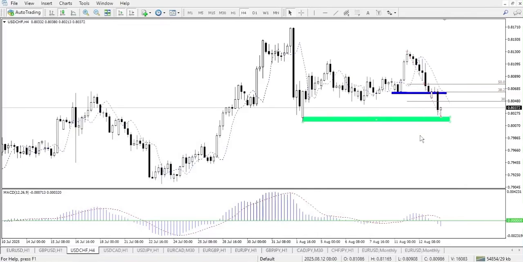Hi fellow traders, I'm making this video to share with you a quick trade setup which is based on US dollar, and I compare all the currencies to determine which currency I want to trade against US dollar.